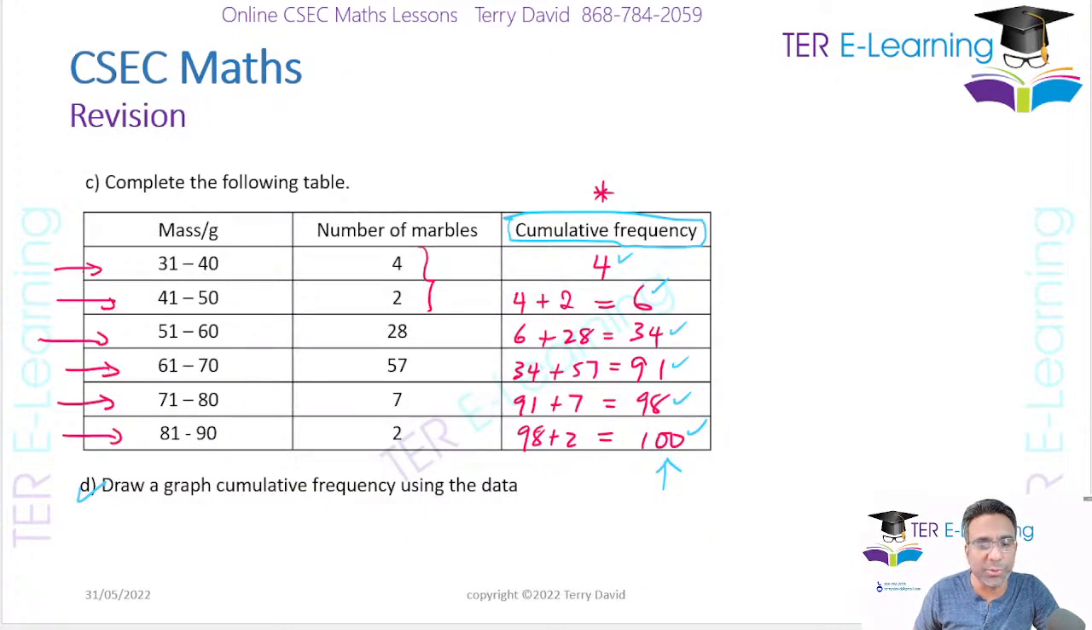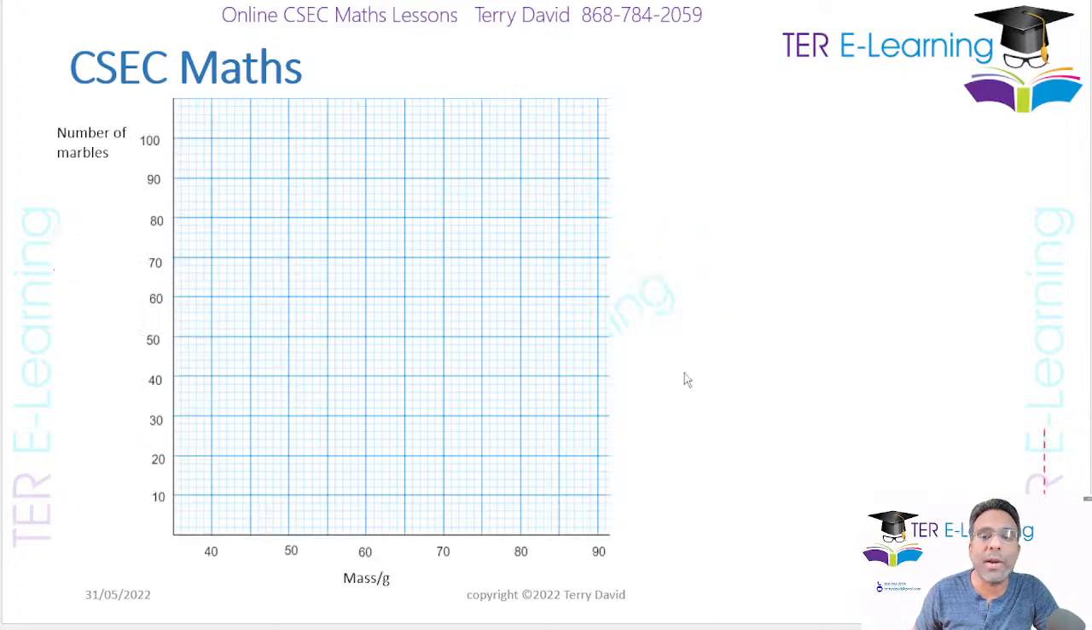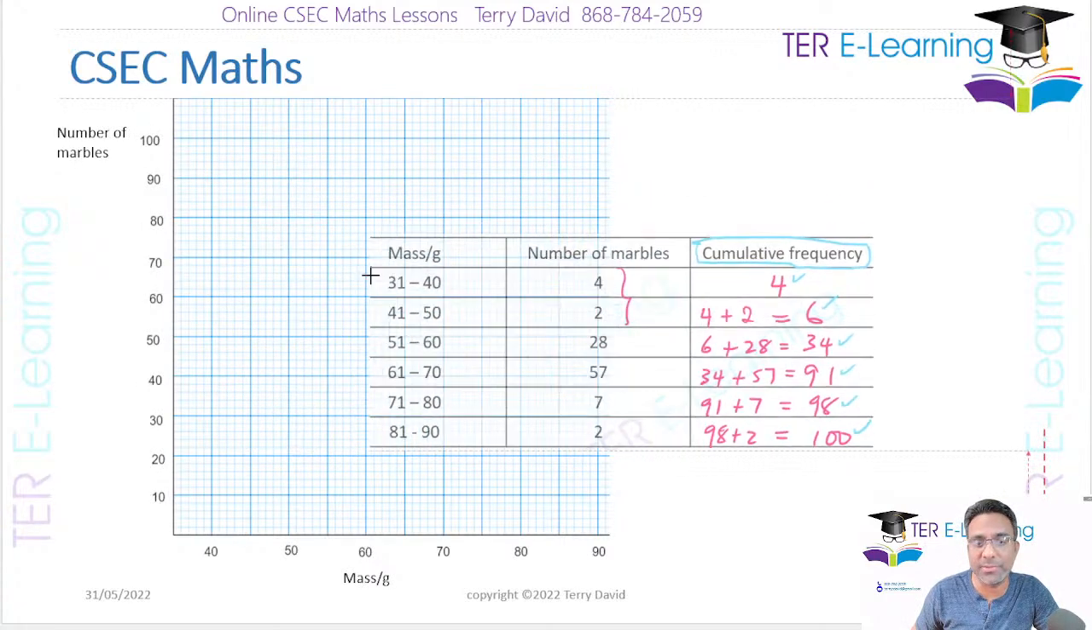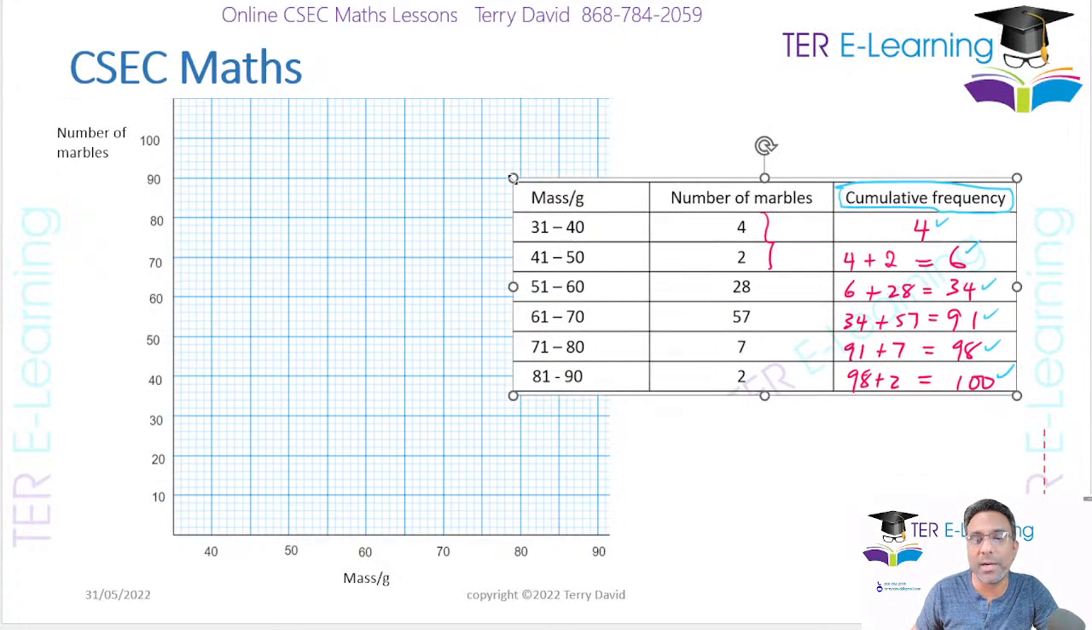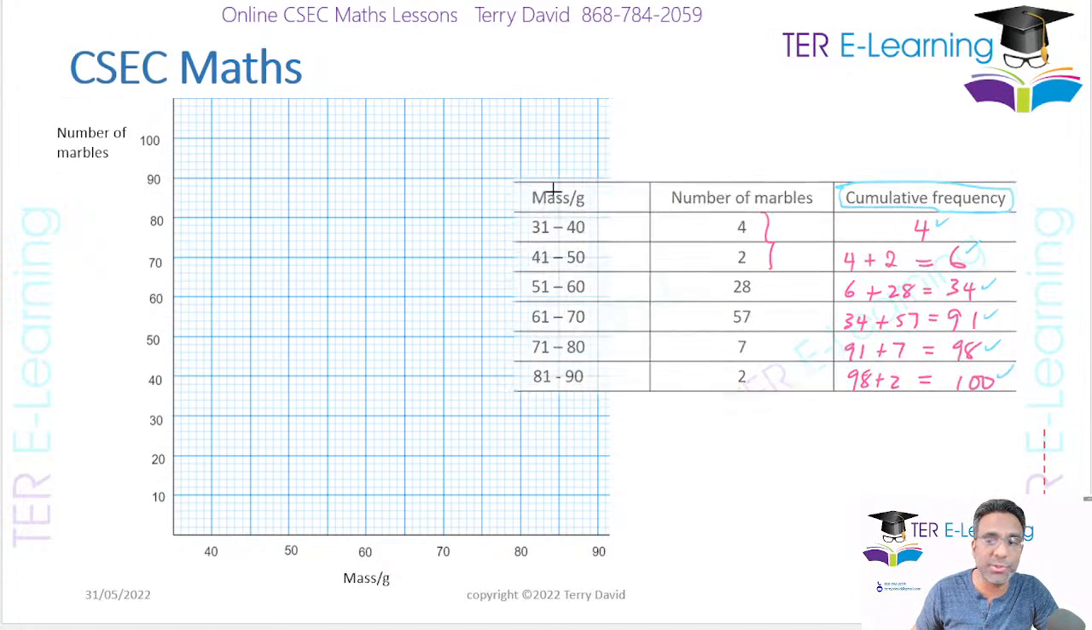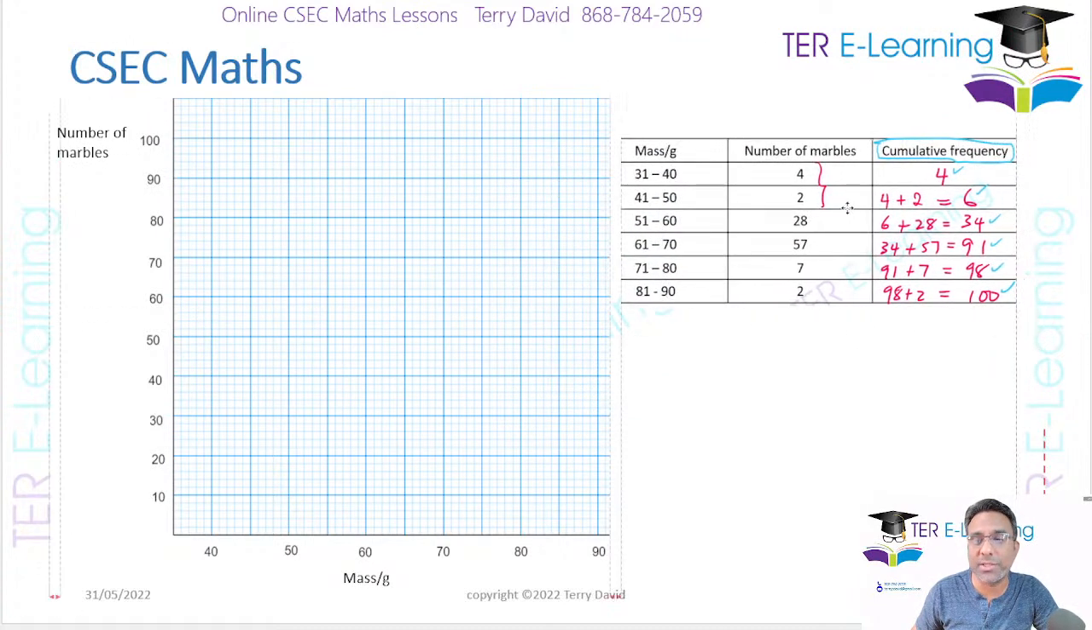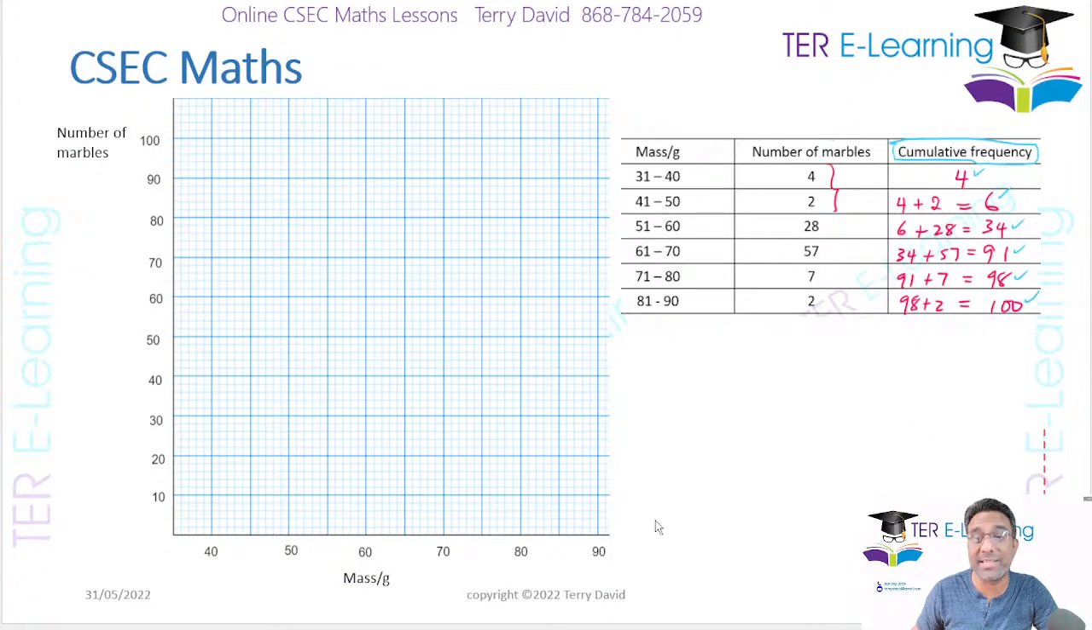So here's what we're going to do. I need the data, and I'm going to plot the data. Now let me ask you all a question. When you are drawing the cumulative frequency curve, what do you use? Do you use midpoint when you're plotting? Do you use lower class boundary? Do you use upper class boundary? What do you use when you are plotting a cumulative frequency curve?